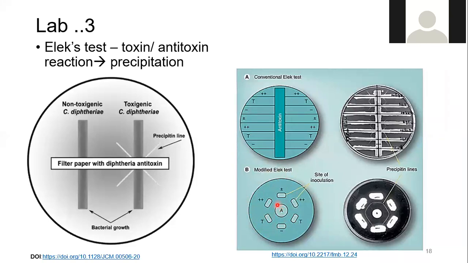So you have the antitoxin in the middle, and then you inoculate the test culture or test microorganism around it, and it's a similar concept. So where the test organism meets with the antitoxin, you have that precipitating line forming, and that tells you that this would be a non-toxigenic producing strain, because there's no precipitating line at this point. And this, again, you should be able to see in the lab.